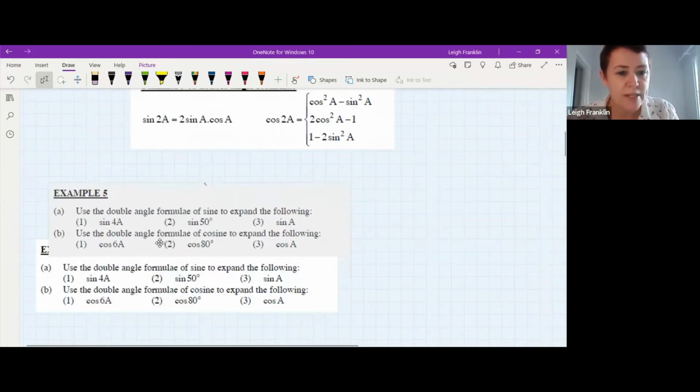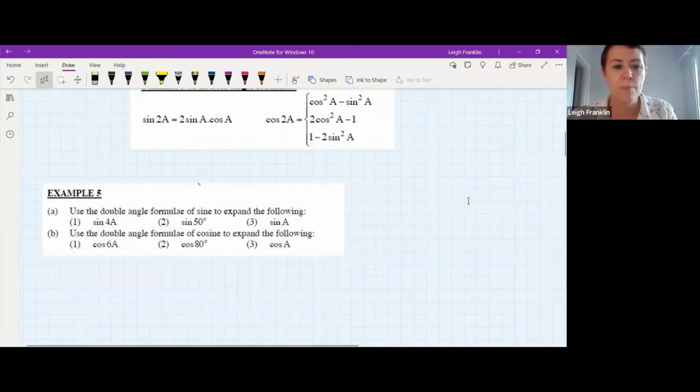So first things first, let's get into an example. In part A, we're going to use the double angle formulae of sine to expand the following.